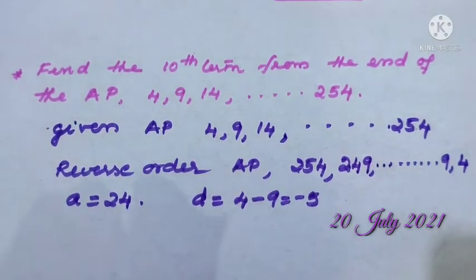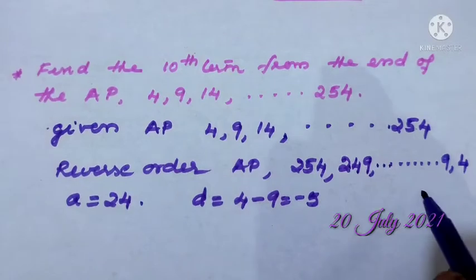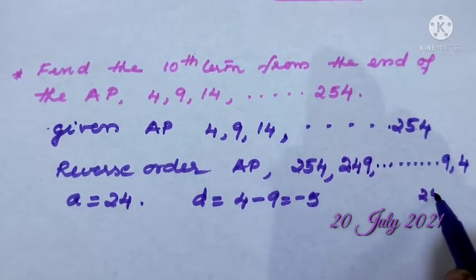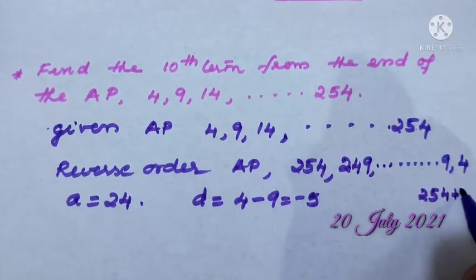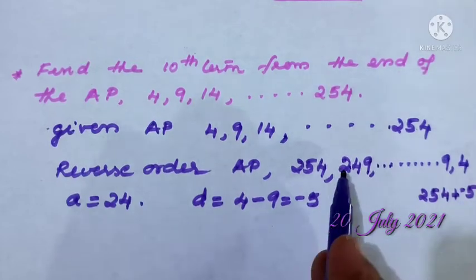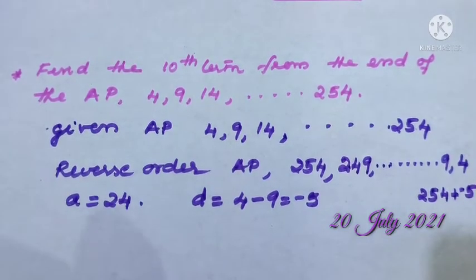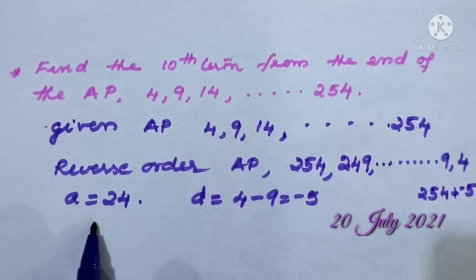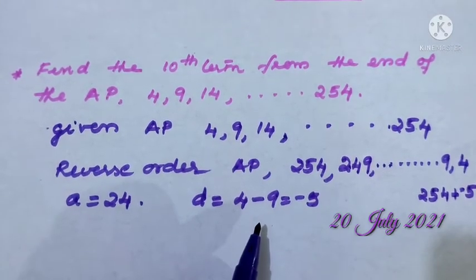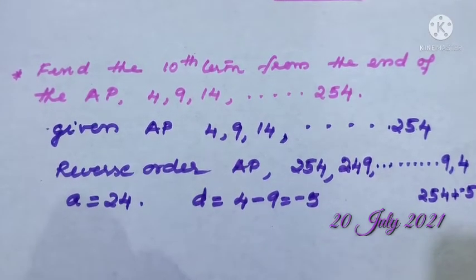See, we got D equal to minus 5 only. So rough work we should do here: 254 plus minus 5, that is 254 minus 5, 249 we got. So we got the second term, and with A equal to 254, D equal to minus 5 we got. Now what is the question asked?